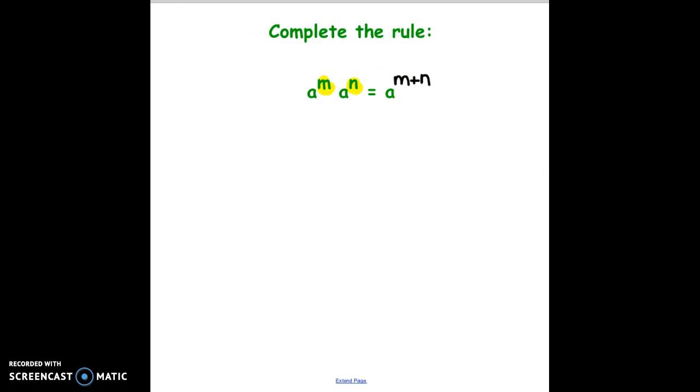Notice that our bases are the same. We don't have a on one and w on the other. We have both of those as a, and a just continues straight across.